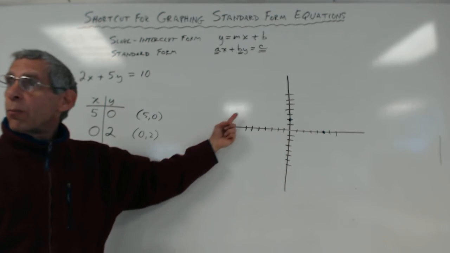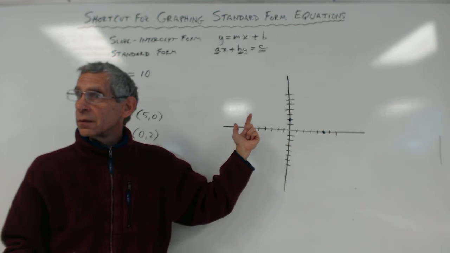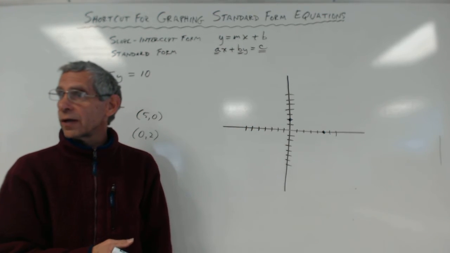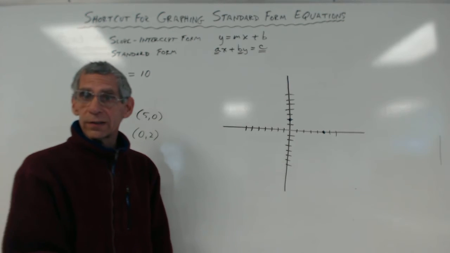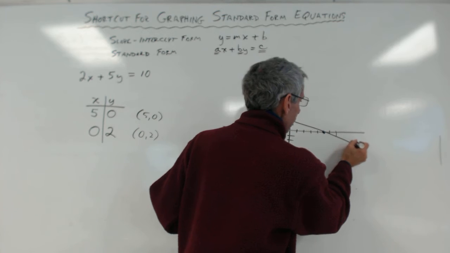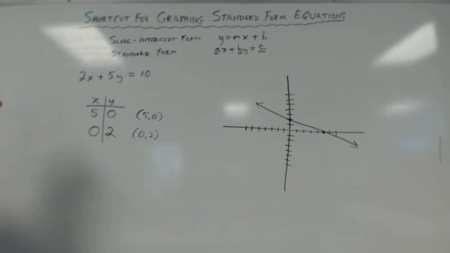Now, I know both of those points are on the line. And it's a straight line, so I can just draw a line through those 2 points, right? I don't need 3 points in this case. I'm just going to draw my line, and I'm done. Beautiful straight line.